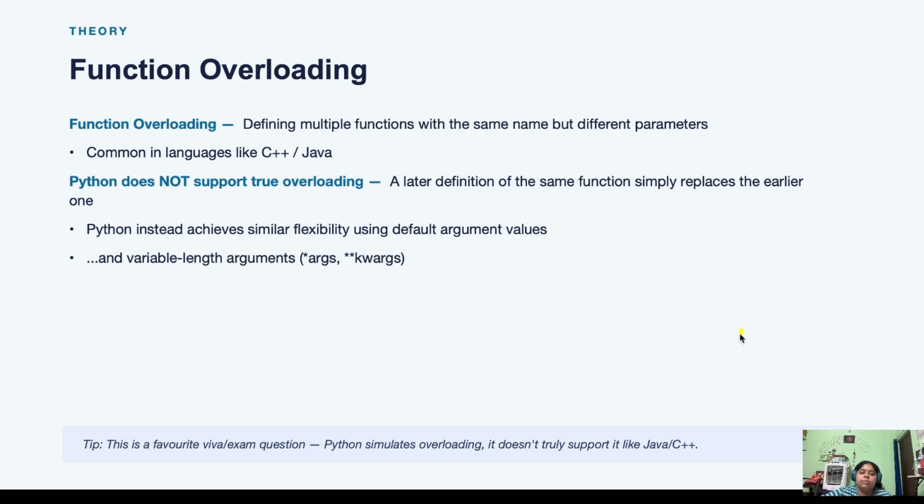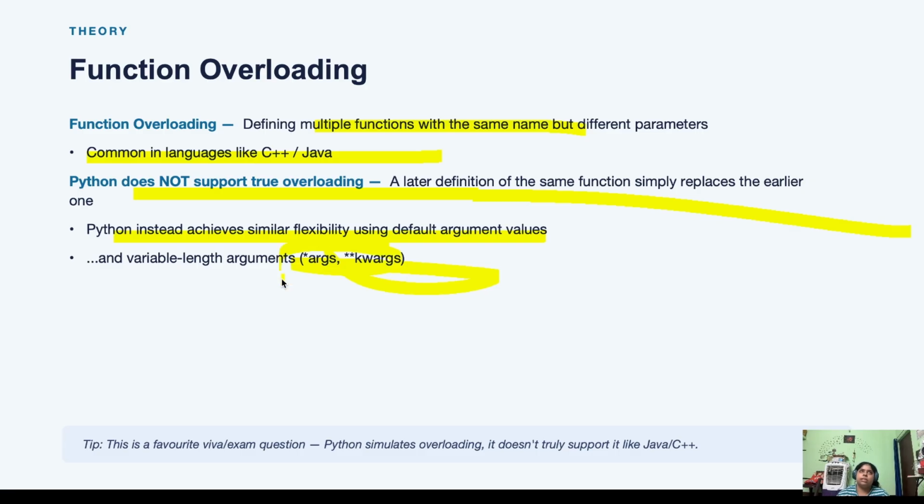Then moving to the next part, function overloading: defining multiple functions with the same name but different parameters, common in languages like C and Java. Python doesn't support true overloading. A later definition of the same function simply replaces the earlier one. Python instead achieves similar flexibility using default arguments, and the concepts of star args and double star kwargs, which we have already talked about in the previous lecture.